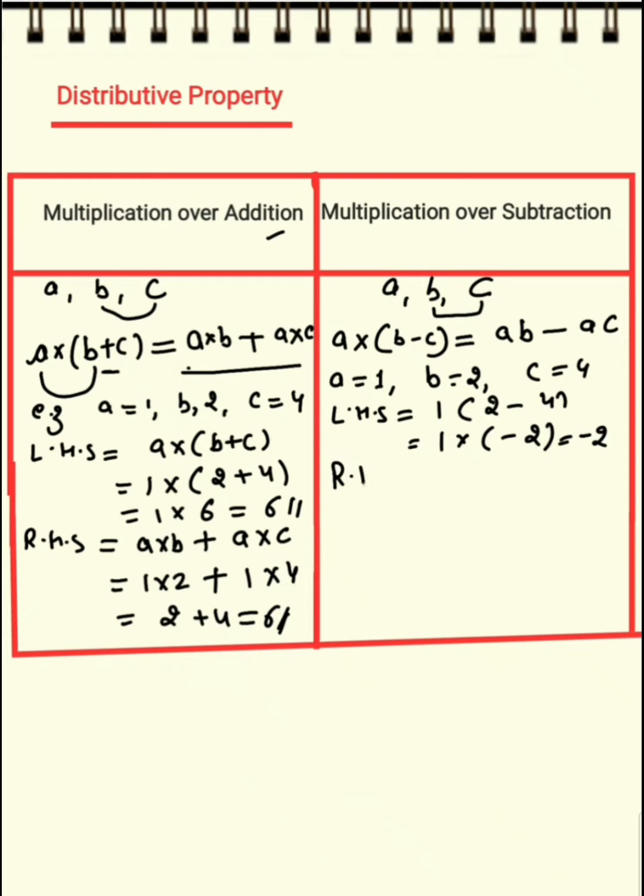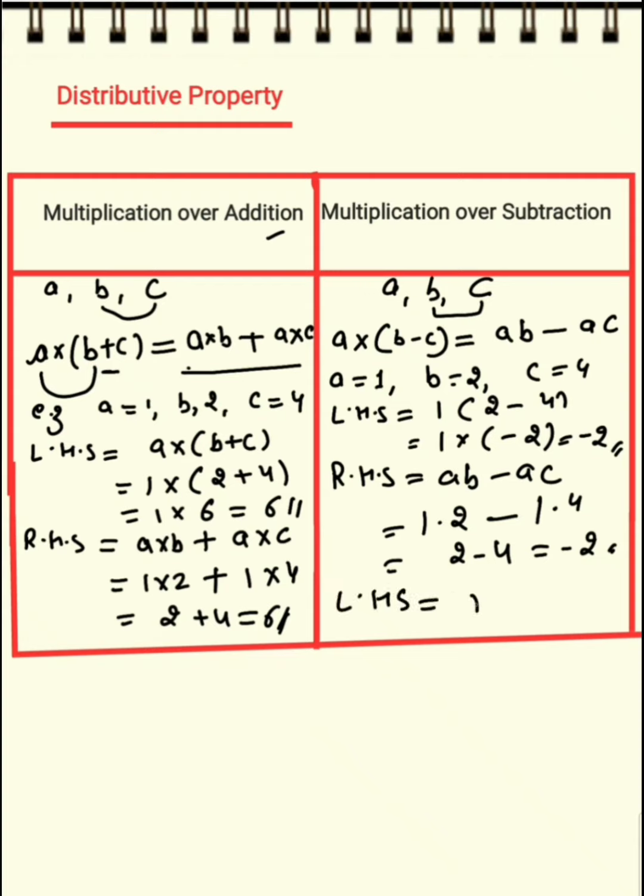So let's take right hand side, which is equal to AB minus AC. A is 1, B is 2, minus A is 1 and C is 4. It will become 2 minus 4, which is also equal to minus 2. So left hand side is equal to right hand side. We can say that multiplication of integers is distributed over subtraction.